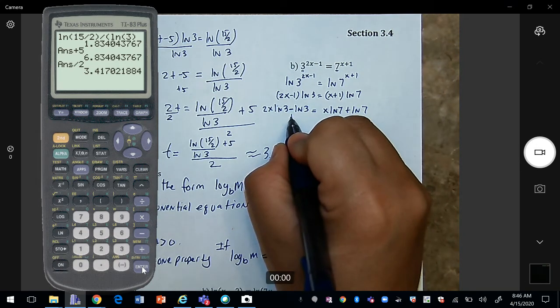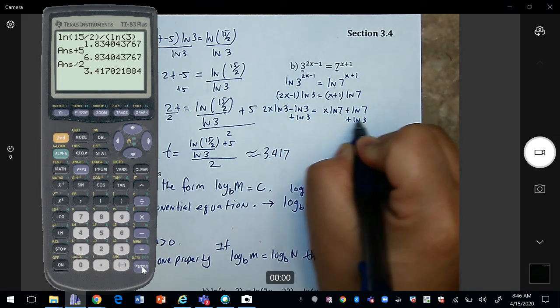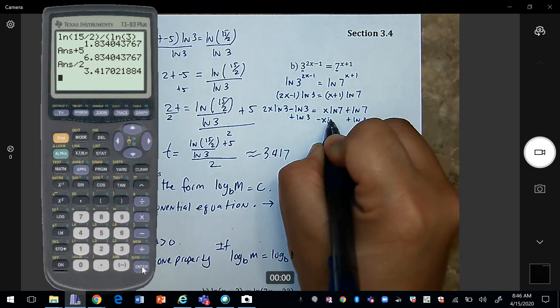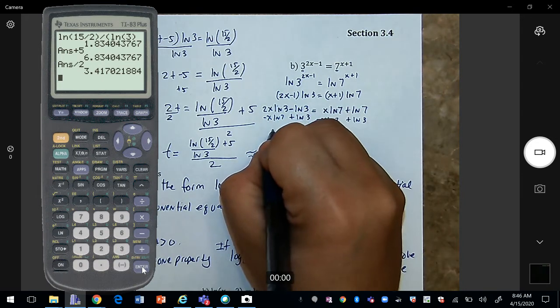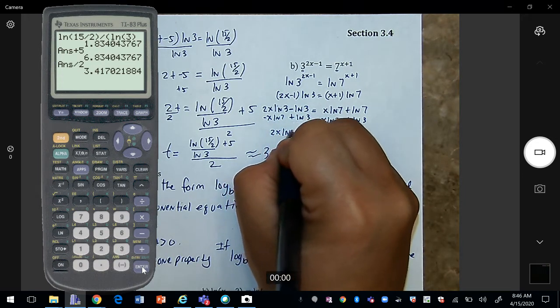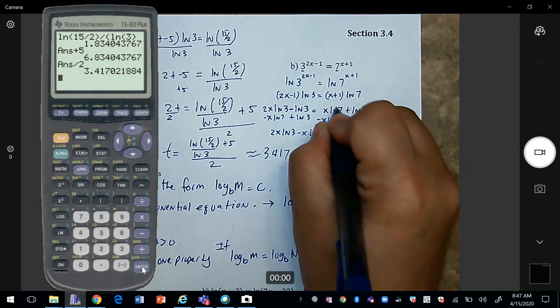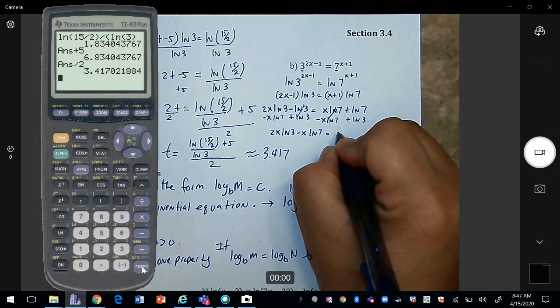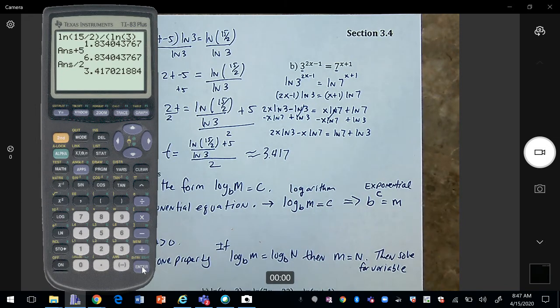So I'm going to add natural log of 3 to both sides. And I'm going to subtract x natural log of 7 on both sides. So now I have 2x natural log of 3 minus x natural log of 7 equals natural log of 7 plus natural log of 3.